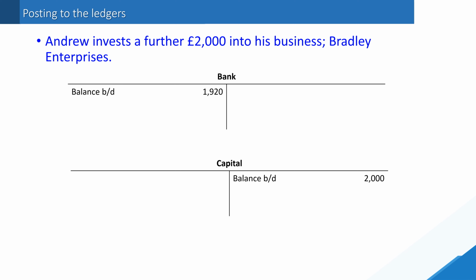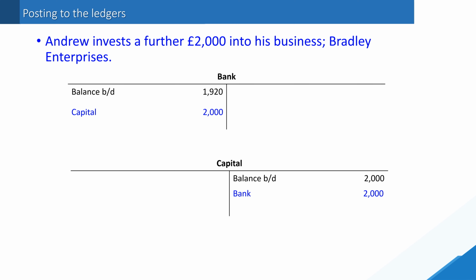In the bank account, we have a debit balance of £1,920. We have an asset at bank. And in the capital account, we have a credit balance brought down of £2,000, recognising the initial investment made in this business by its owner. When Andrew invests a further £2,000 into the business, we will record this by debiting the bank and crediting the capital account. We will debit the bank because the asset of bank is increasing. We will credit the capital account because it is a further investment in the business by the owner.